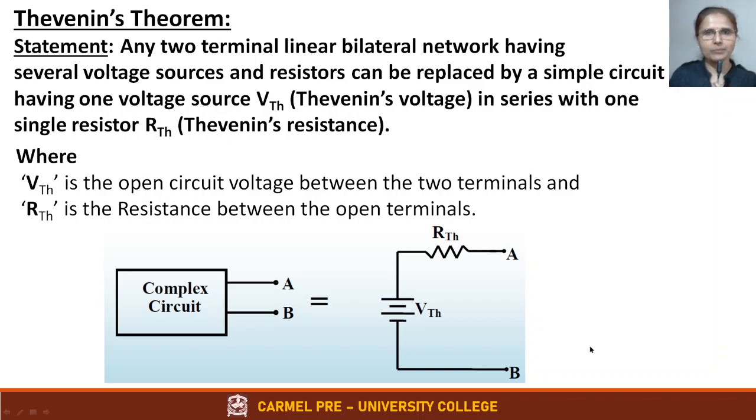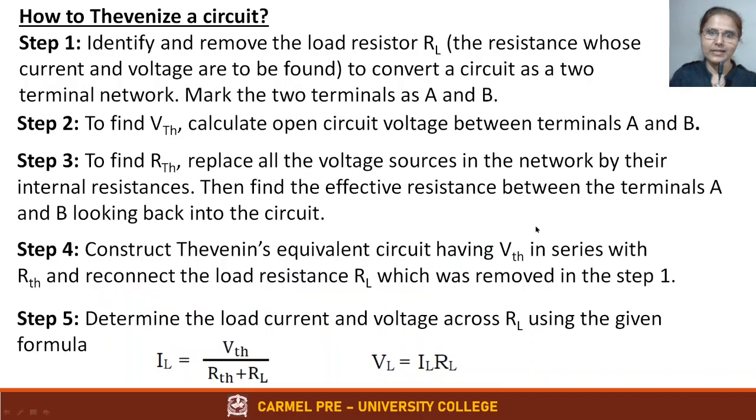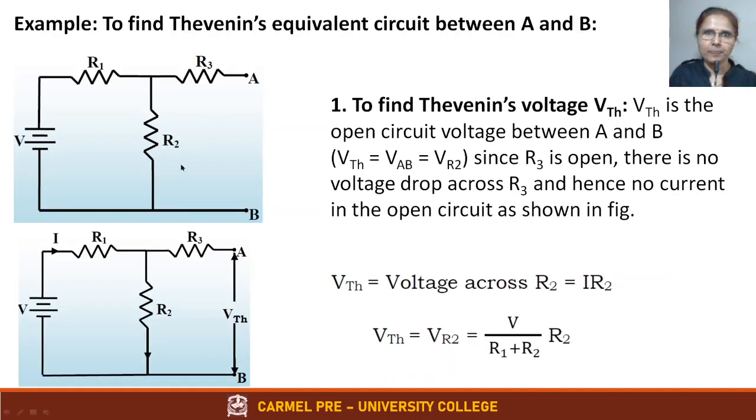When we take up the problem you will understand better. The procedure to find VThevenin and RThevenin is put in the form of steps, and you just have to go through all of them. To find IL, it is VThevenin divided by RThevenin plus RL, and VL is nothing but IL into RL. Let us take an example and see how to get the Thevenin equivalent circuit for this particular circuit. This is the kind of circuit you will be given in the final examination also, with values, of course, for 5 marks.